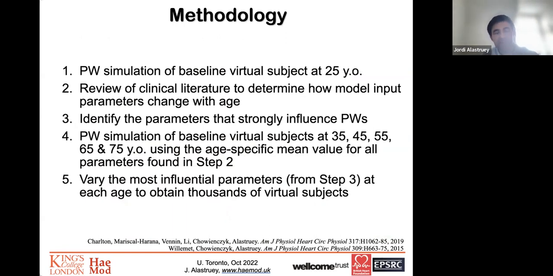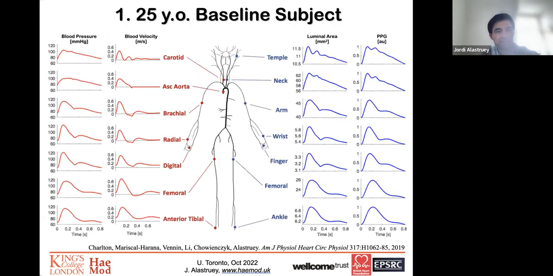So we follow this 5-step methodology that we specifically developed in my lab, which I will now describe in detail. First, we simulated the pulse wave signals for a 25-year-old healthy subject that we refer to as our baseline subject. And the cardiovascular properties for this subject already existed in the literature. So using these properties, we could simultaneously simulate the following signals. Going from left to right, we simulated blood pressure, blood flow velocity, luminal area, and PPG signals as well.